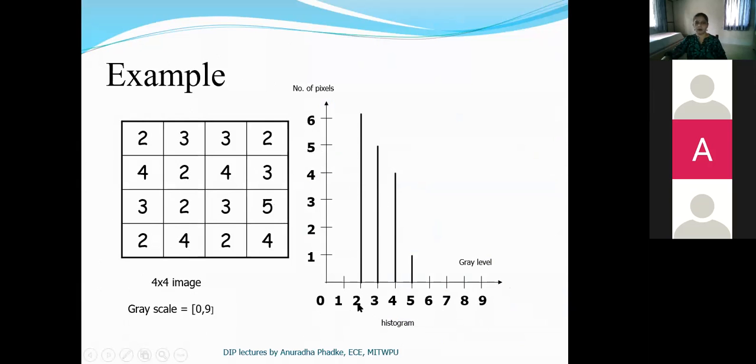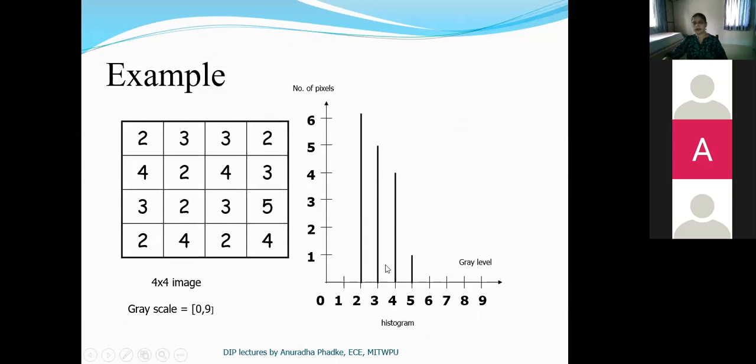Okay. So for 2, there are 6 pixels. For 3, there are 5 pixels. For gray level 4, there are 4 pixels. For 5, there is only 1 pixel. And for the rest of the gray shades, there are no pixels. Hence, there is no peak appearing for other gray values 0, 1, 6, 7, 8, and 9. Okay. So this is the histogram of the given image.